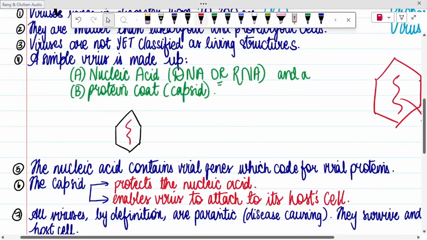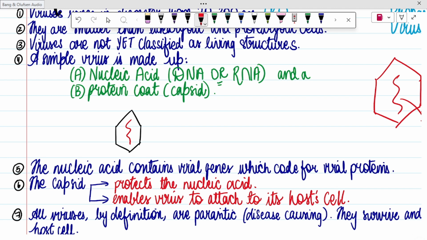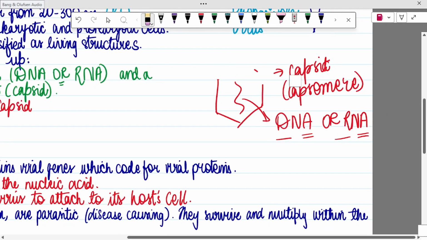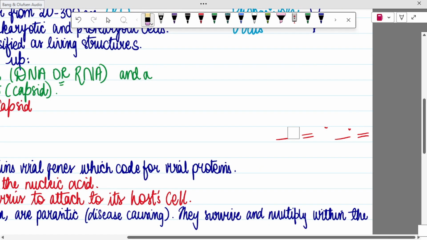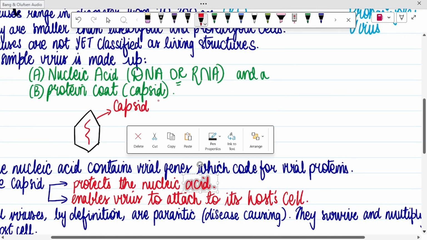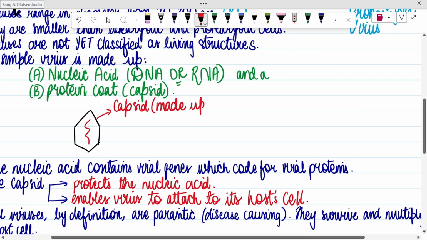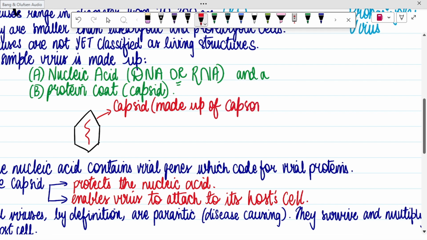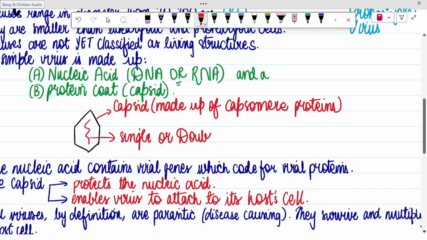And I've written this here as well. A simple virus is made up of nucleic acid, DNA or RNA, and a protein coat capsid. So let's label this here. This is your capsid. And in the paper also they will ask you only about these two structures. The notes are very CIE oriented and the pointers are taken from the marking scheme. So it's made up of capsomer protein and it has a single or double stranded DNA or RNA.